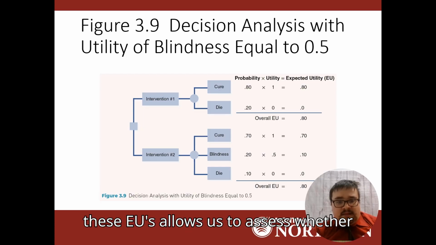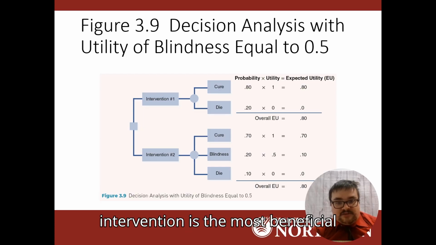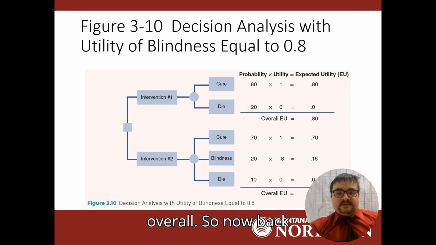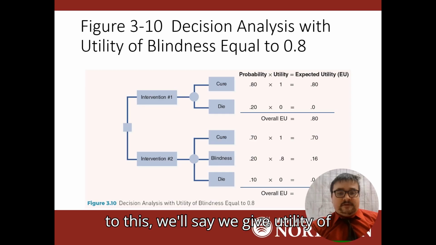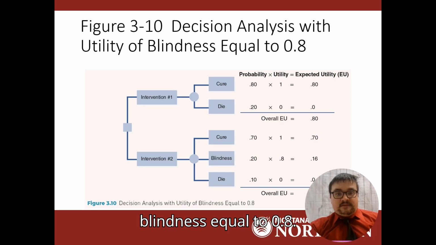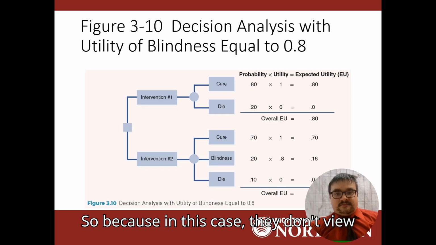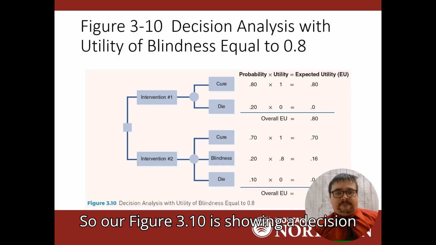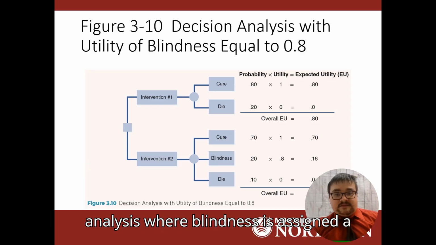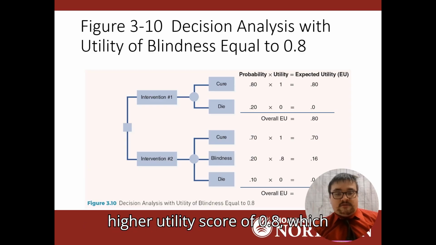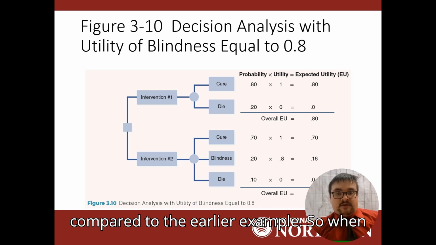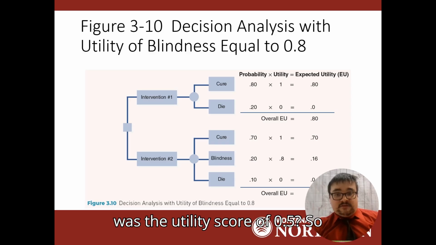And these EUs allow us to assess which intervention is the most beneficial overall. And so now back to this, we'll say we give the utility of blindness a value of 0.8, because in this case, they don't view it as much of a loss. So figure 3.10 is showing a decision analysis where blindness is assigned a higher utility score of 0.8, which reflects a perception that blindness is a less impactful outcome compared to the earlier example, which had a utility score of 0.5.